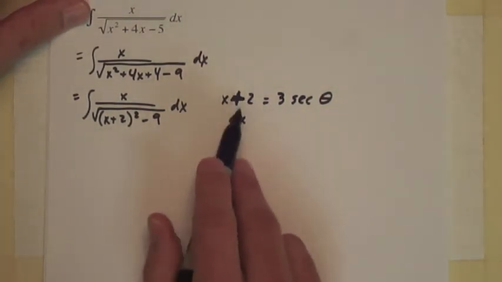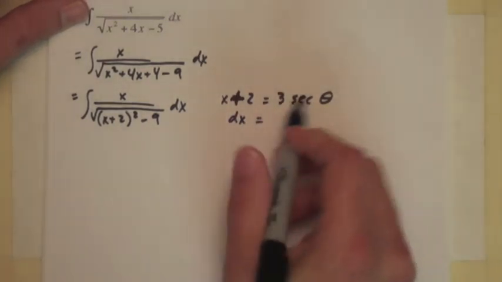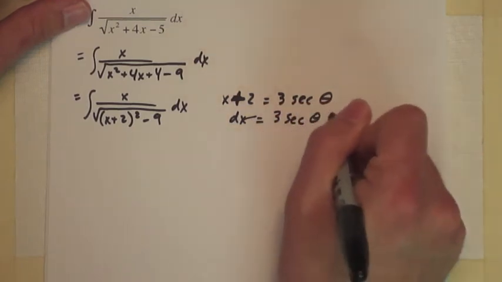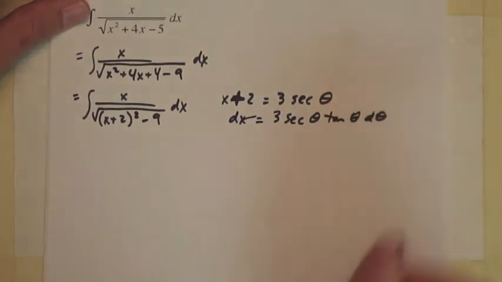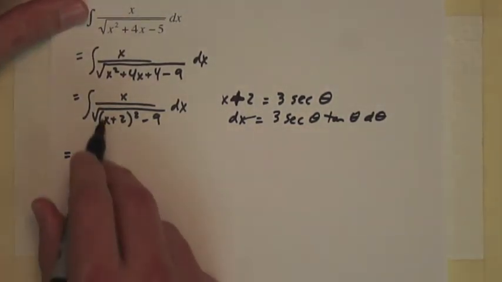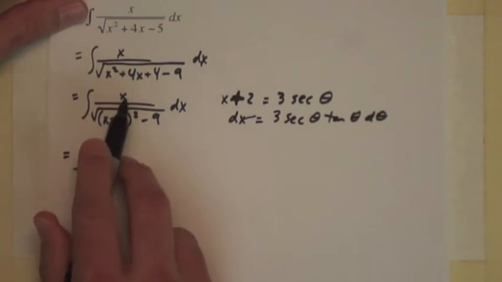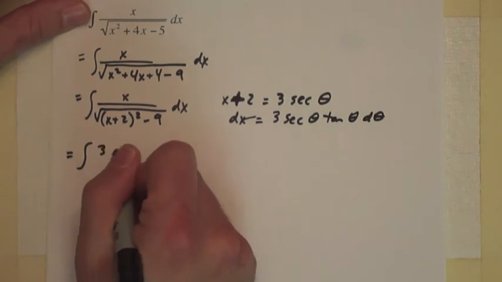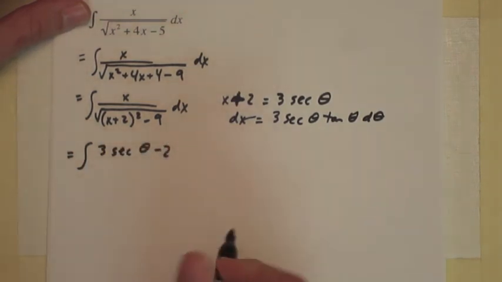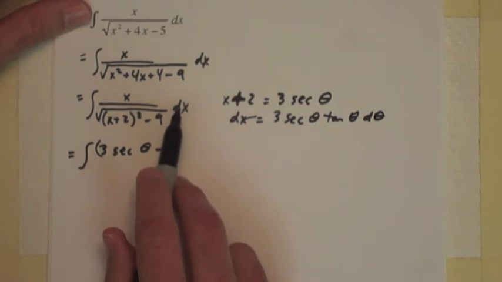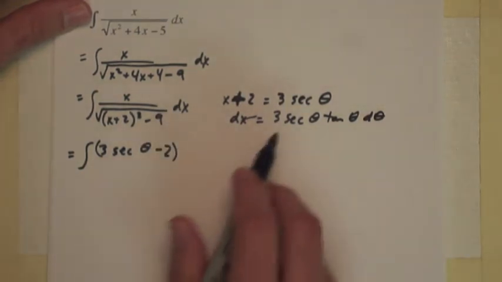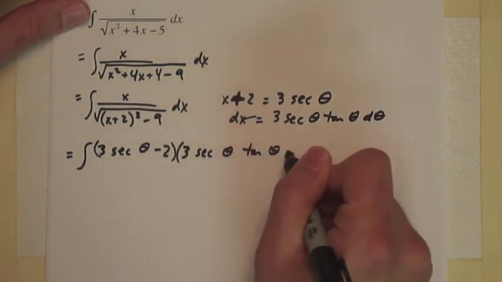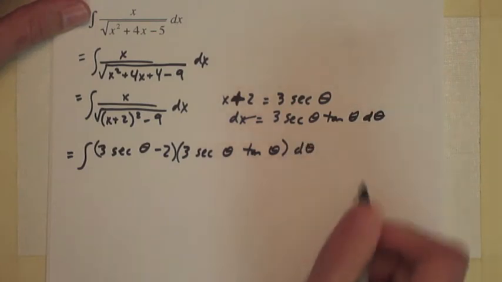The derivative on this side is just dx, and on this side, the derivative of secant theta is secant theta tan theta d theta. So let's change this whole thing to thetas. X on the top, well, if x plus 2 is 3 secant theta, then x is 3 secant theta minus 2. Our dx, also on the top, is this whole mess, 3 secant theta tan theta d theta.